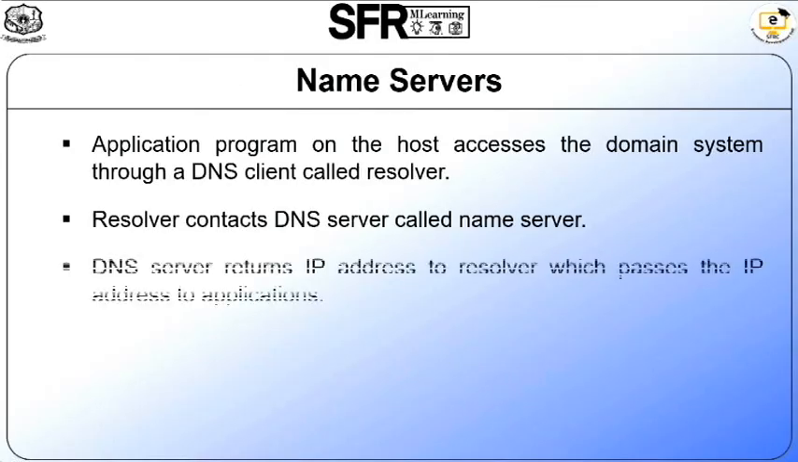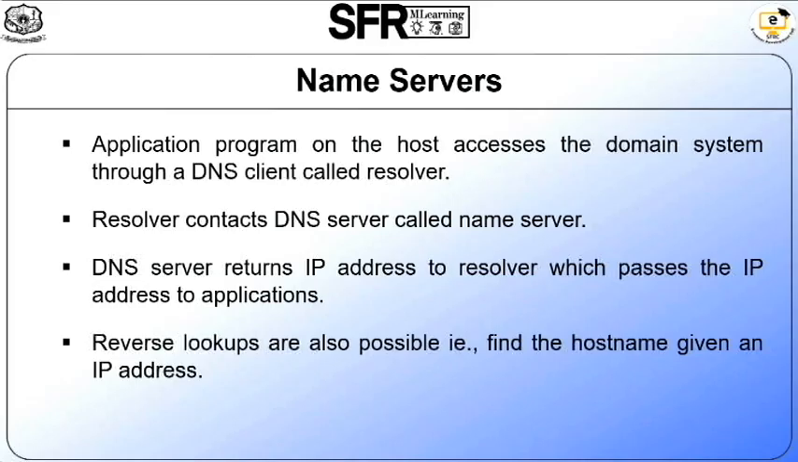Next, name servers. Application programs on the host access the domain system through the DNS client, which is called a resolver. The resolver contacts a DNS server called a name server. The DNS server returns the IP address to the resolver, which passes the IP address to the application. Reverse lookups are also possible here, because we can easily find out the host name given an IP address.